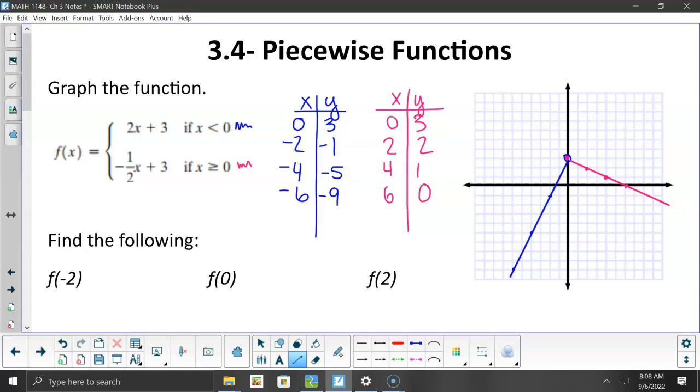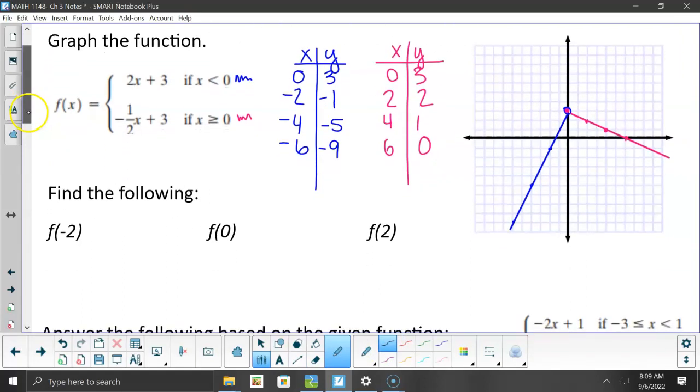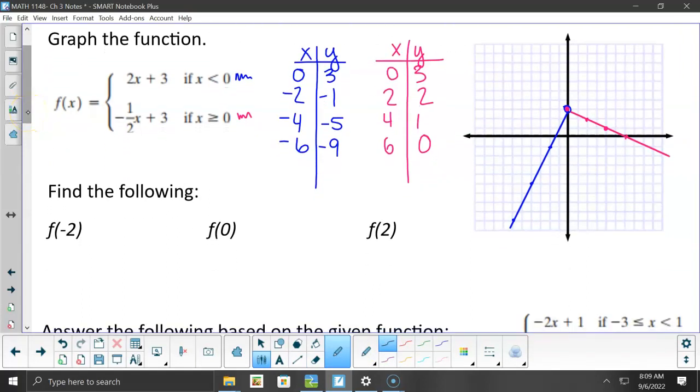All right. So when it comes to actually going through and finding values, those restrictions on the side, like x is less than 0 or x is greater than or equal to 0, tell you which function you're plugging values in for. All right, so if I'm looking at f of -2, which one am I looking at, blue or pink? Blue. All right, and luckily, because we've already graphed it, I've got my answer. It's just -1.